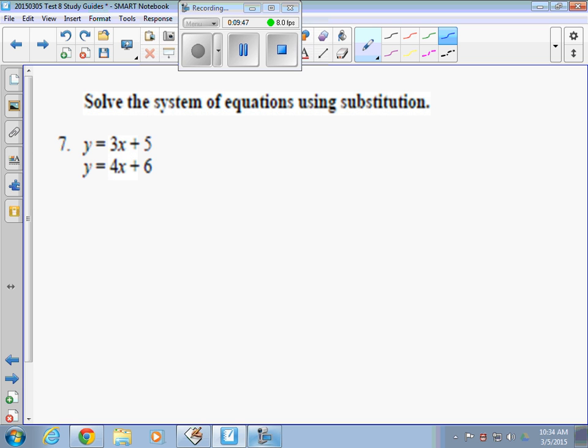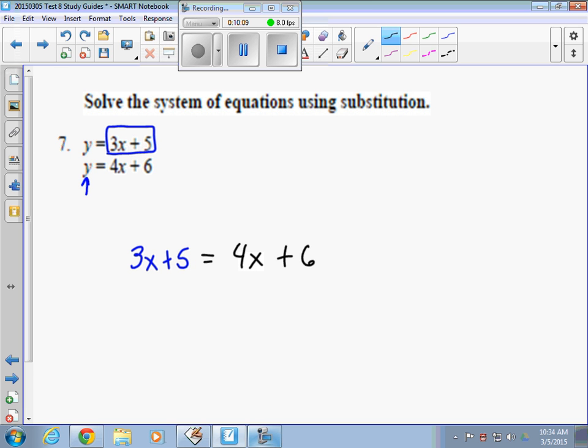Number 7, solve this system using substitution. It's set up nice for substitution since you have y equaled all by itself. Take that expression 3x plus 5 and substitute it in place of y. 3x plus 5 is equal to 4x plus 6. Now all you have is an equation with variables on both sides.